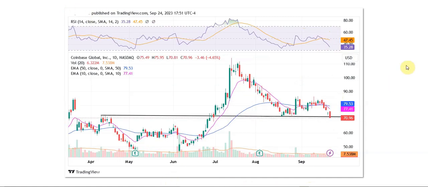CELH. Coinbase, COIN. Here we have what was resistance, became support, and broke through support on Friday. Terrible close. Stock below both moving averages. Moving averages have crossed. Bearish. RSI in bearish territory. Not looking good for COIN.